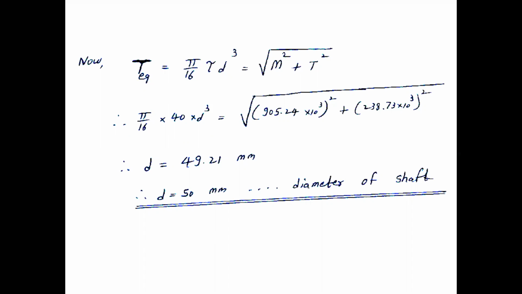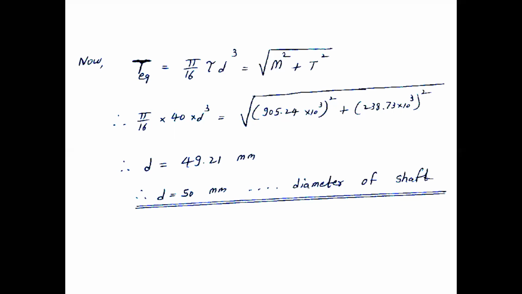Generally, shafts are said to fail because of torsional twist. So maximum shear stress is the failure condition as per the maximum shear stress theory. So pi by 16 tau d cube equal to under root M square plus T square. If you put all the values, M we know, torque we know, and the shear stress given is 40, then you will get the diameter equal to 49.21. This is an odd figure, so we must round off to the next integer. So d equal to 50 mm.